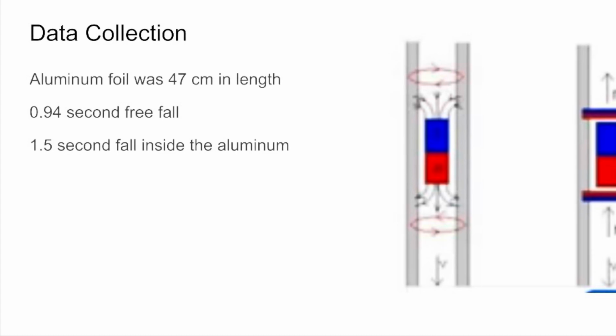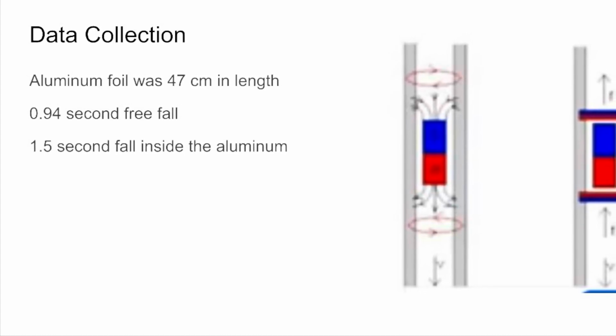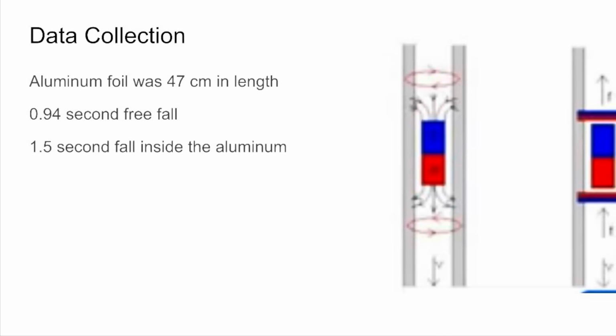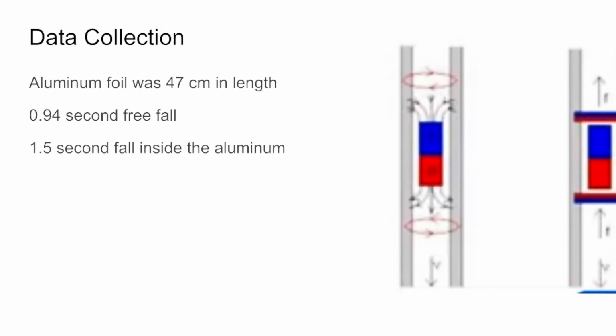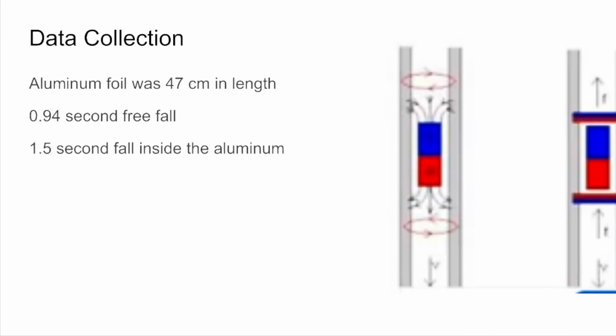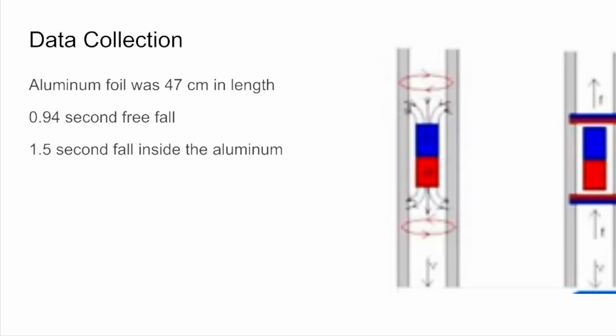Our data collection is that the aluminum foil tube was 47 centimeters in length. A free-falling magnet took 0.94 seconds to fall that distance, and it took 1.5 seconds to fall inside the aluminum tube, which is quite a bit slower.